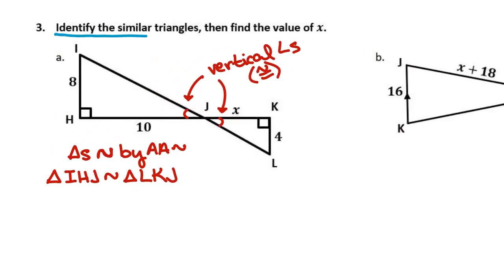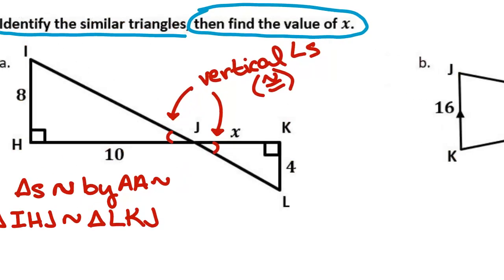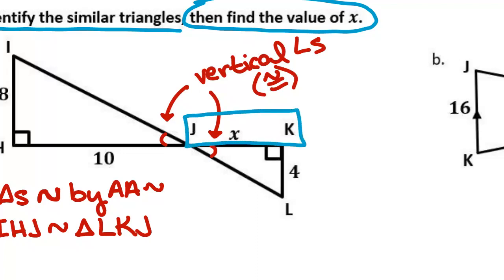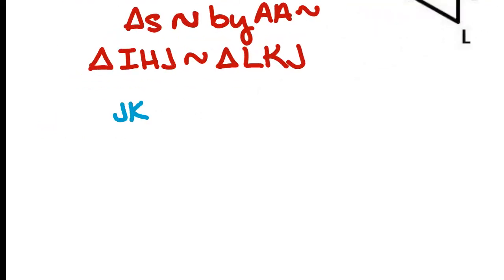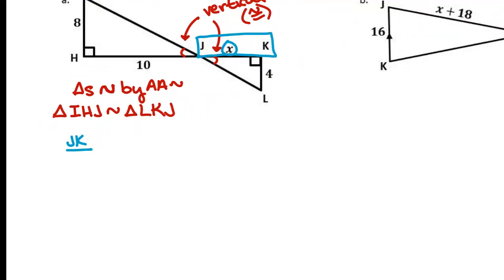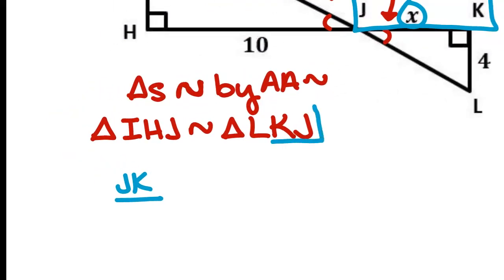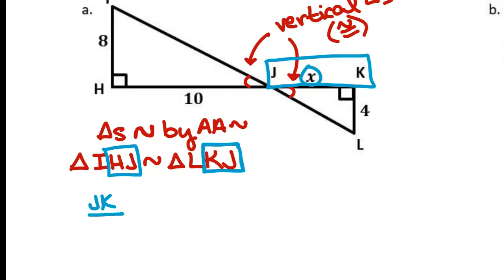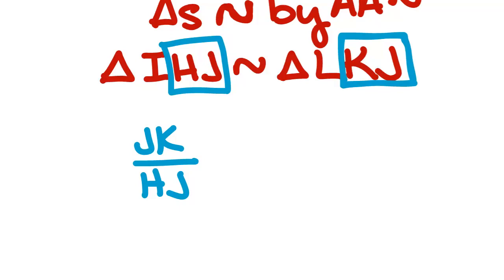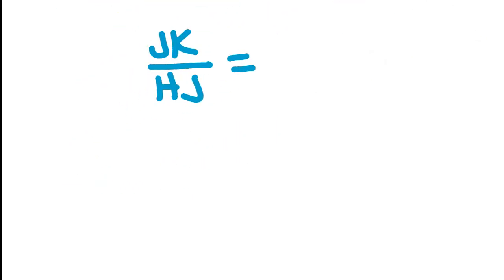It says identify the similar triangles, then find the value of x. Where's x in the picture? JK. So I'm going to start a proportion. JK goes on top. JK is the last two letters in the way we named that second triangle, which means it has to correspond to which side on the other triangle? HJ. So JK over HJ, which would be x over 10.